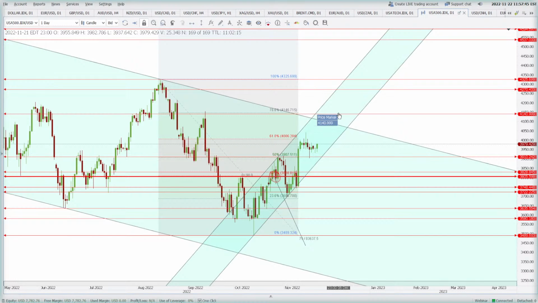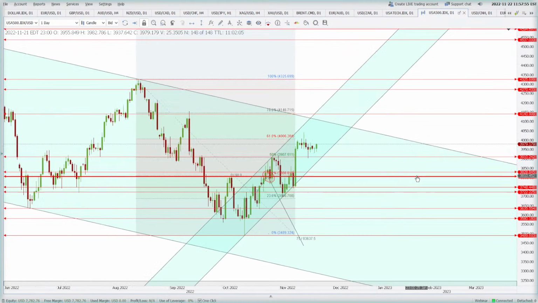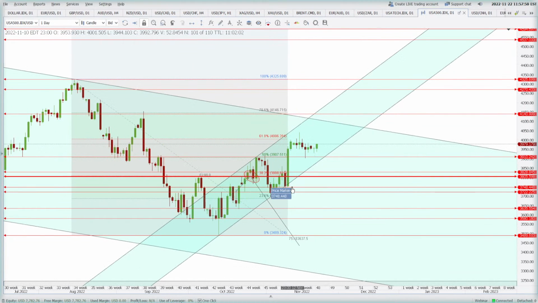So this is the first level that we are going to see, 4140. Thereafter we will see 4270. For 4140 to achieve, the price has to break higher than this channel, which I don't think is going to break in the near time. But if it breaks, then it's fine, we'll go long at the retest. But right now, immediate resistance is 4140, dynamic resistance is this channel line here, support is 3910. That's all about the USA 500.